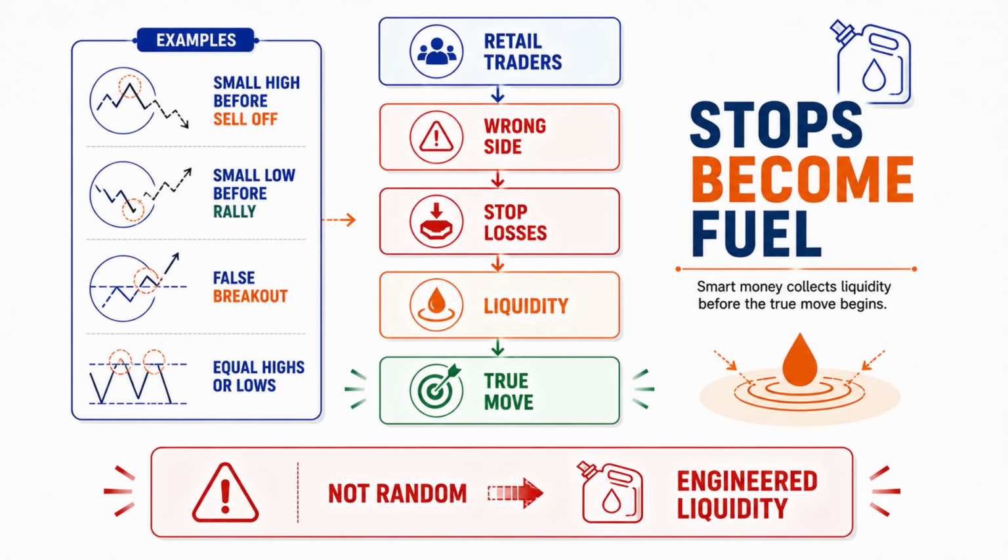The primary objective behind this behavior is to create stop losses that smart money can later use as fuel. By encouraging retail traders to position themselves on the wrong side of the market, their stops become a source of liquidity that can be collected before the true move begins. This is why you often see a small high form before a bearish move, a small low form before a rally, a false breakout before a reversal, or equal highs and lows swept by only a few pips. These events are not random. They are examples of liquidity being deliberately engineered by smart money.